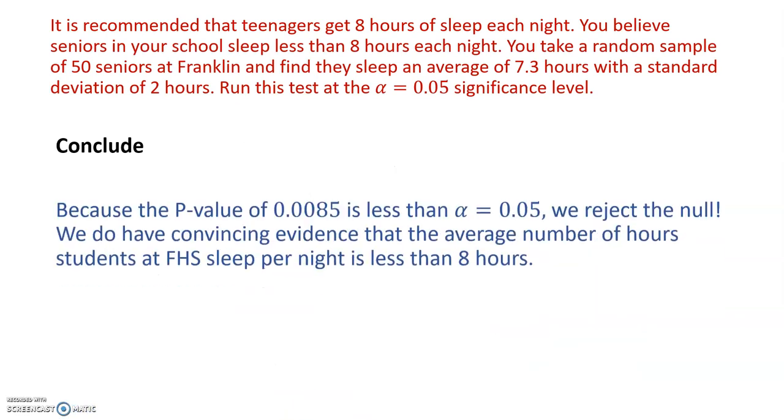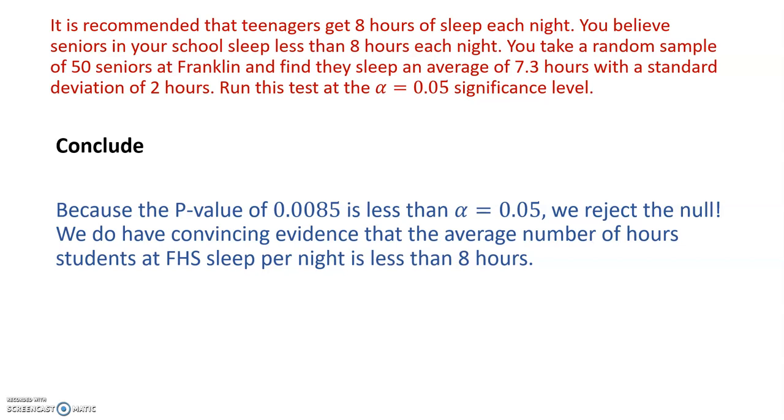So all of this needs to be said. You cannot cut corners here at all because the p-value of 0.0085 is less than the alpha value of 0.05. We reject the null, period. We do have convincing evidence of the alternative. Remember, this must be in terms of the alternative. So evidence that the alternative is true. The average number of hours is actually less than 8 hours for those seniors.